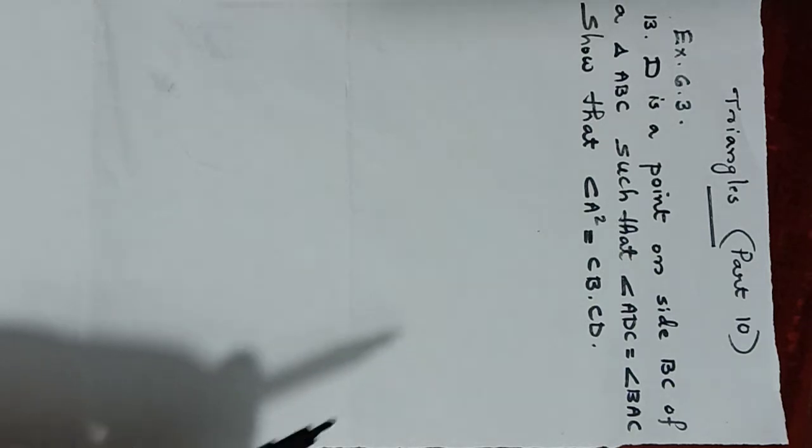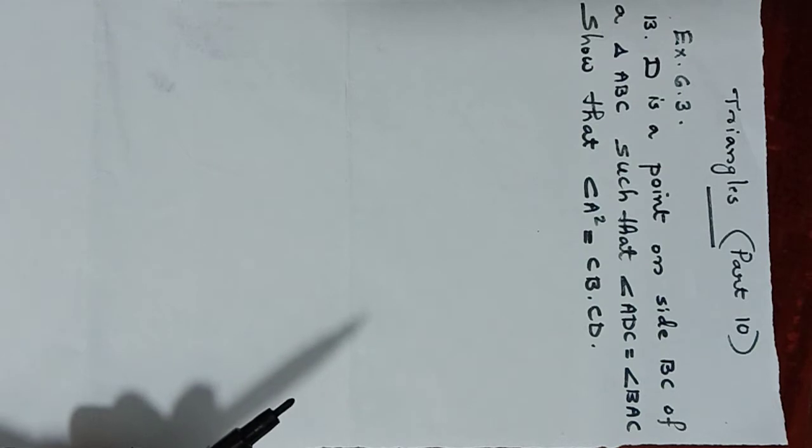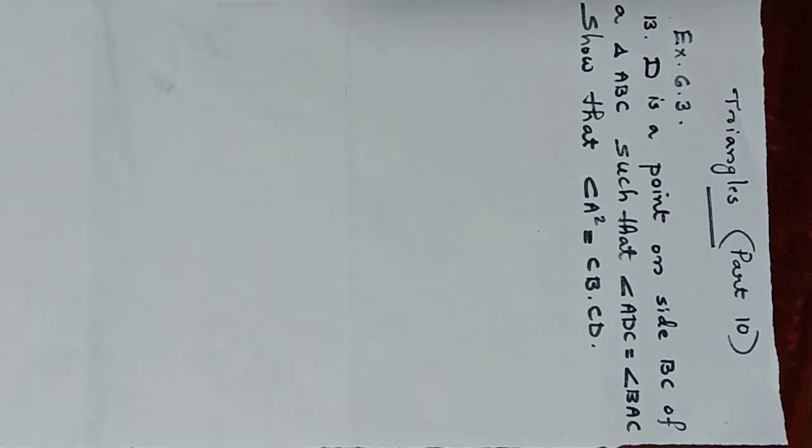Good morning, children. Today we are going to discuss triangles part 10. Exercise 6.3, question number 13. D is a point on side BC of a triangle ABC such that angle ADC equal to angle BAC. Show that CA square is equal to CB into CD.